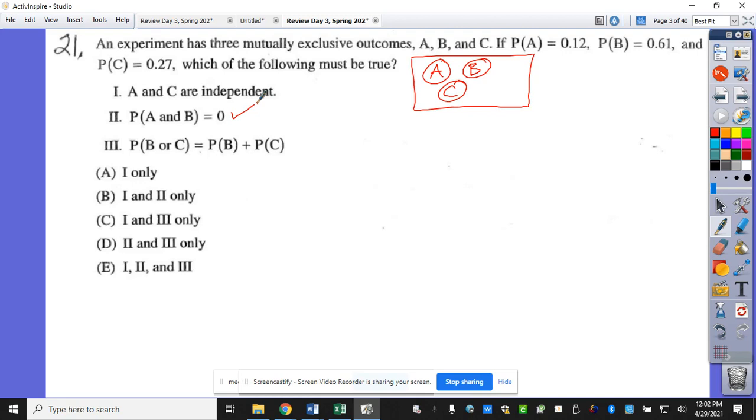Wait, what did you just say there? If they're mutually exclusive, they can't happen at the same time. If they can't happen at the same time, the probability of A and B is 0.